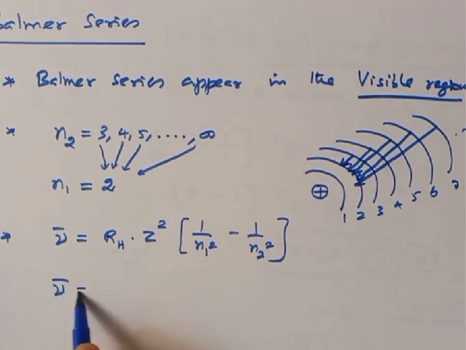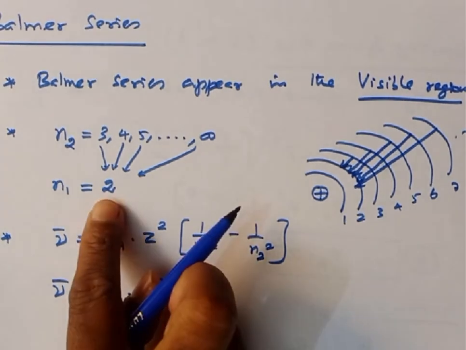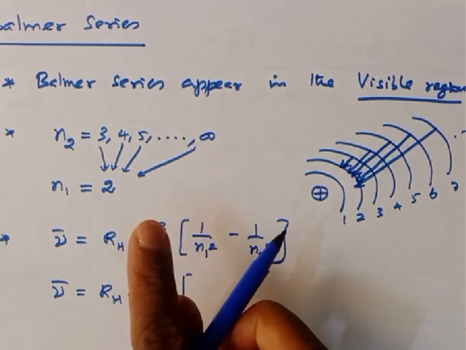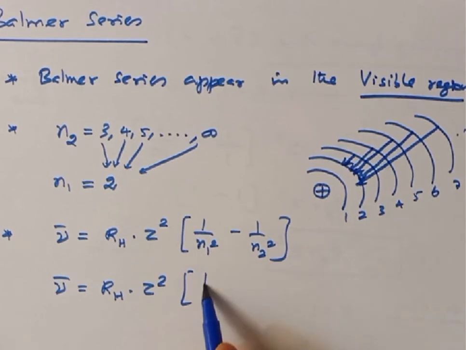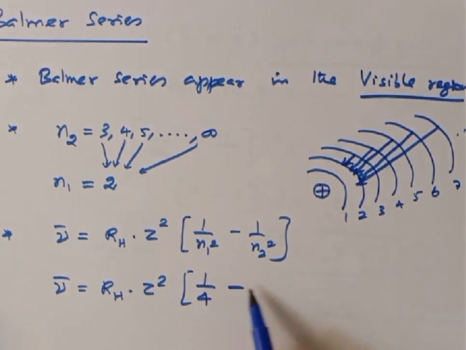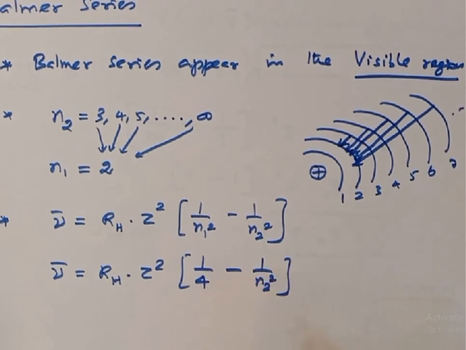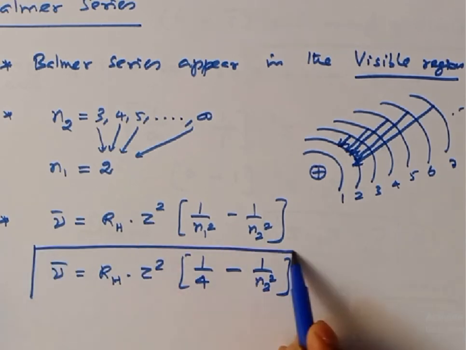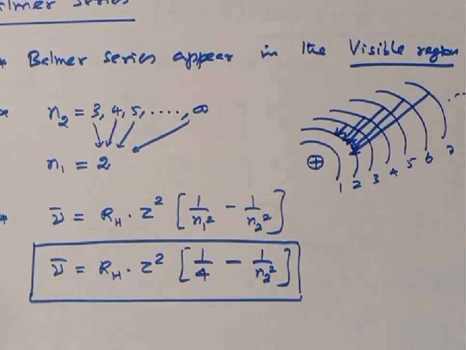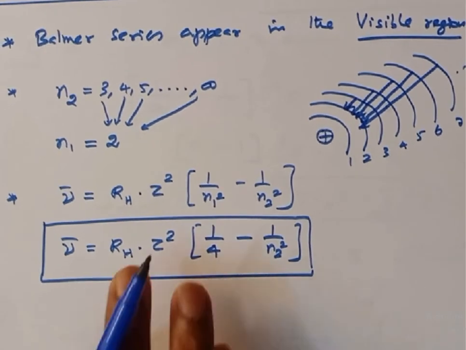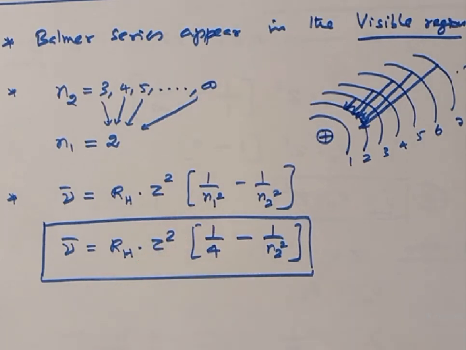For Balmer line, nu bar equal to RH into Z square into, now for Balmer line lower level should be 2. Therefore, in the place of N1, I'll put 2. So 2 square is 4. So this becomes 1 by 4. Higher level can be anything. So I'll just put N2 square here. So 1 by 4 minus 1 by N2 square. This is the formula for wave number of any Balmer line. It is applicable not only for hydrogen atom. It is applicable for any hydrogen-like species.